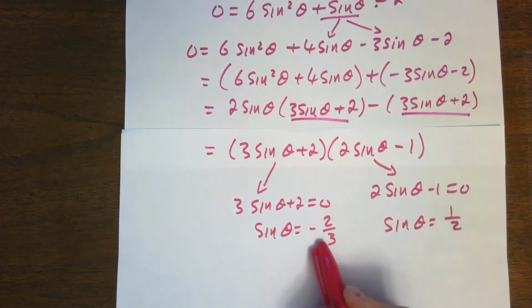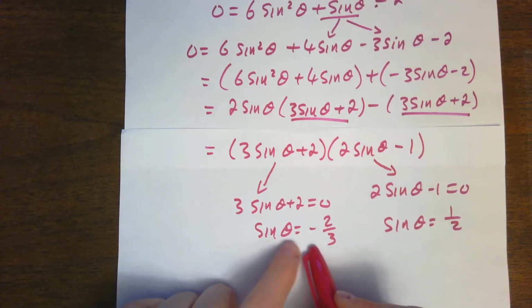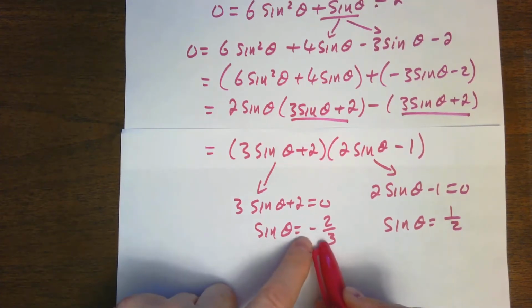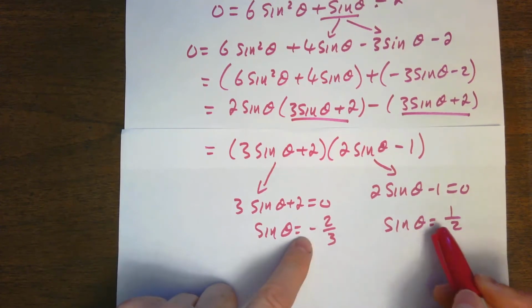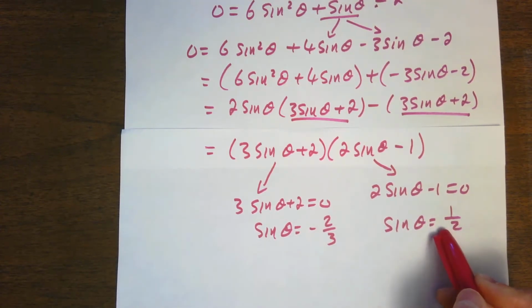Negative 2/3. Can sine ever go down as low as negative 2/3? What is the range of sine? Remember, the sine wave goes from -1 to +1. So yes, it does go down to negative 2/3. In fact, it's going to go down there twice, isn't it? Same thing here, between 0 and 360 degrees.